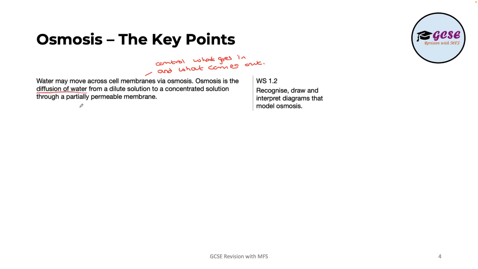Okay, and osmosis is the diffusion of water. So we know what diffusion means: moving from a high concentration to a low concentration. It's the diffusion of water. So normal diffusion is associated with gases moving from a high to low concentration, and osmosis is basically the diffusion of water.